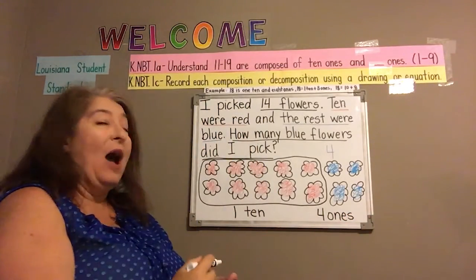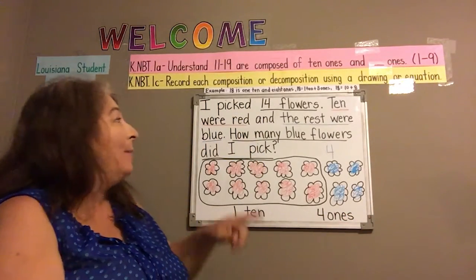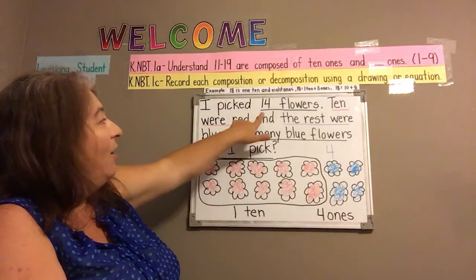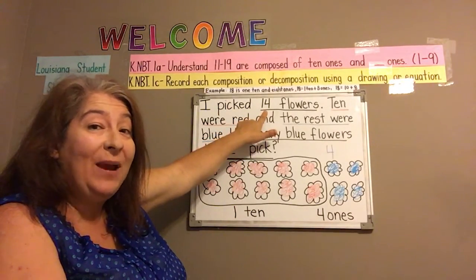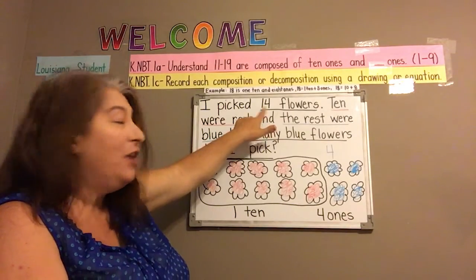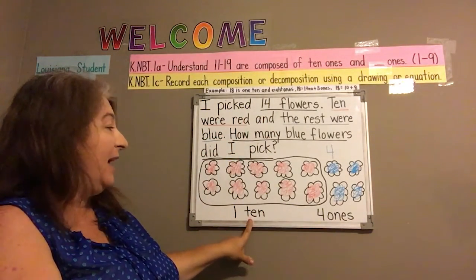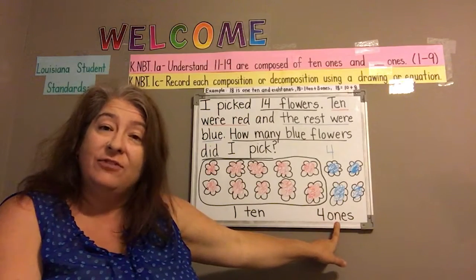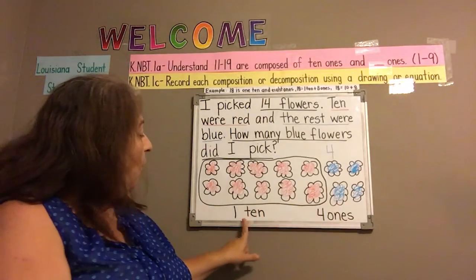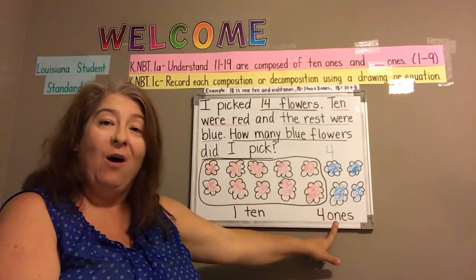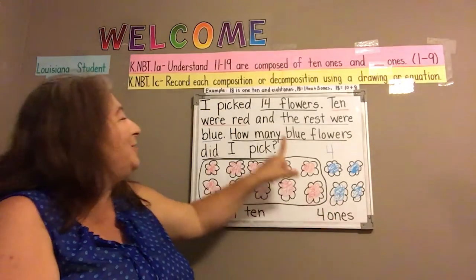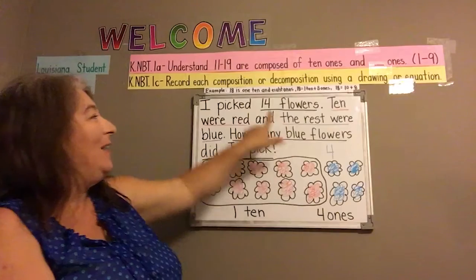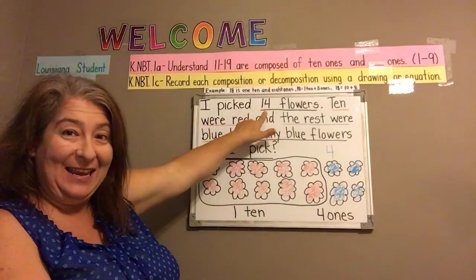So, now we know that we had how many flowers altogether? 14. And now we know that we can break that 14 apart to one group of 10 and 4 leftover ones. So 1 ten and 4 ones is going to equal how many? That's right, 1 ten and 4 ones is going to be 14.